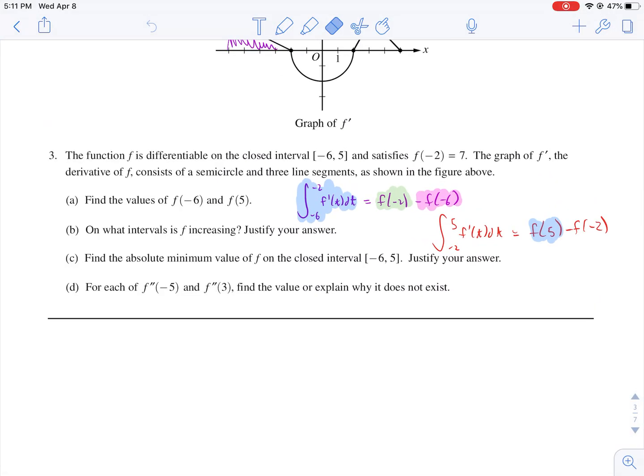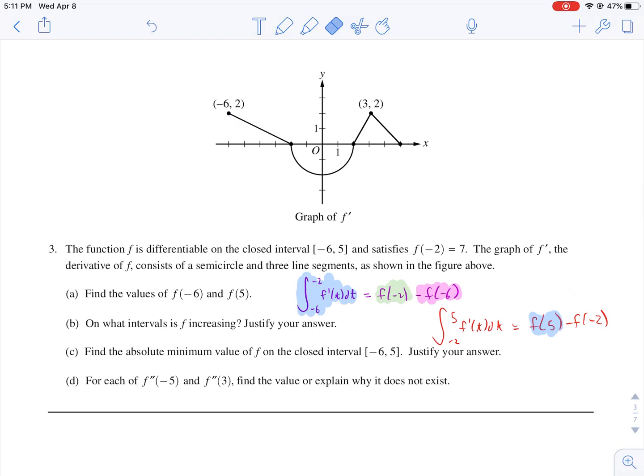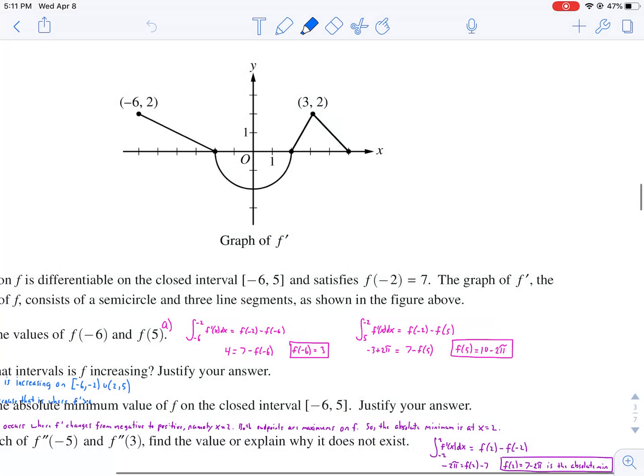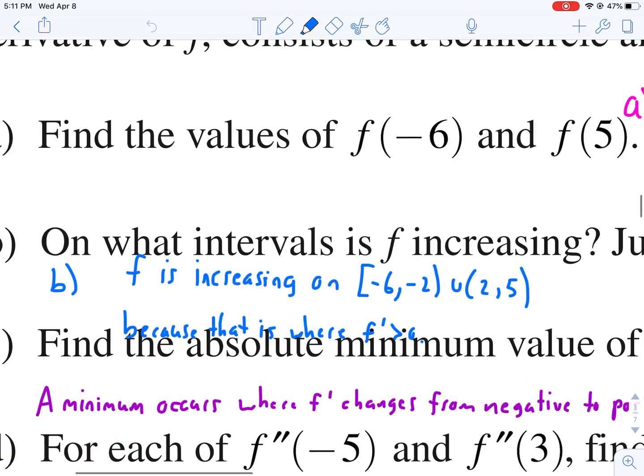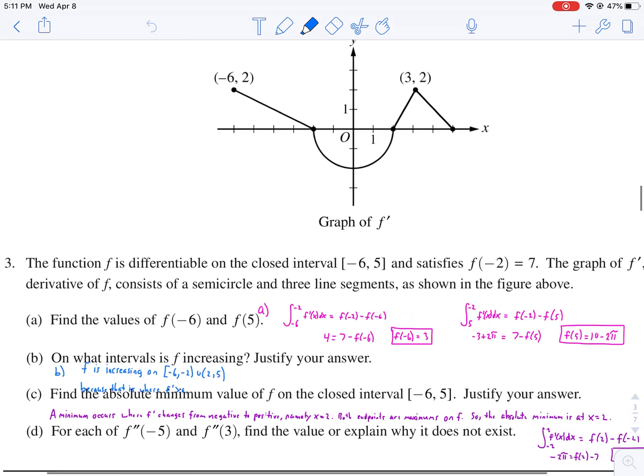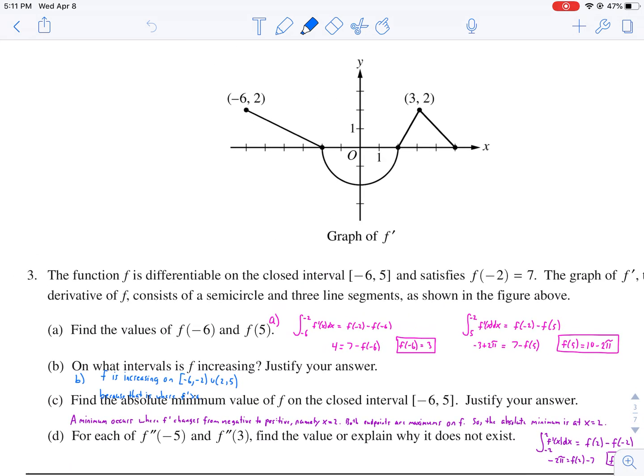B, on what intervals is f increasing? Well, if you're looking at f prime, f is increasing when f prime is positive. So that's from here to here and there to there. And written in interval notation, you have this. Notice how it's closed on negative 6 because that's where it starts.